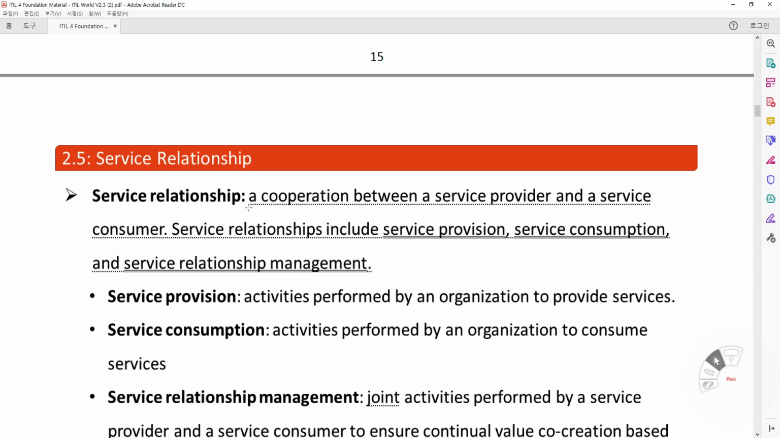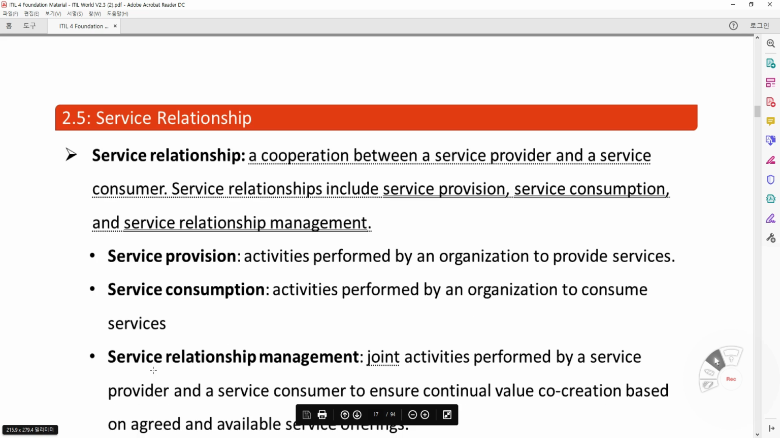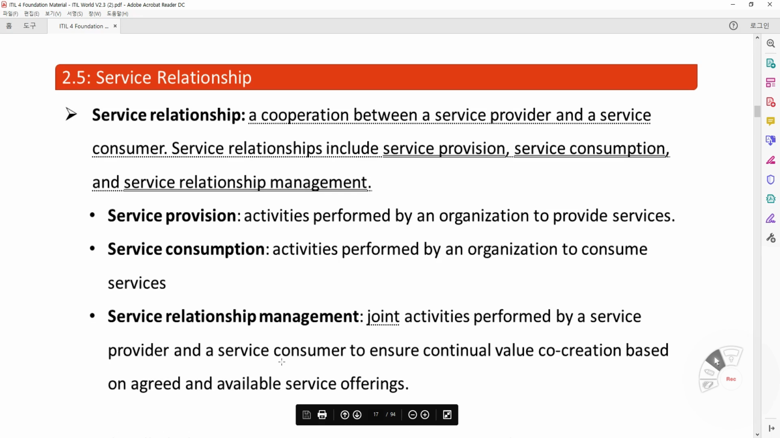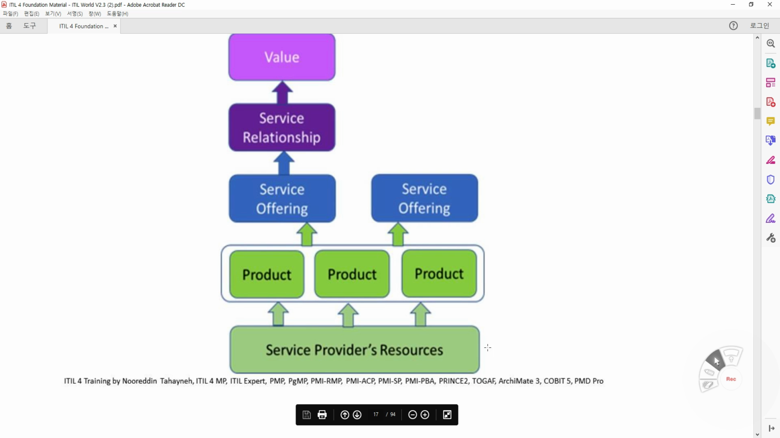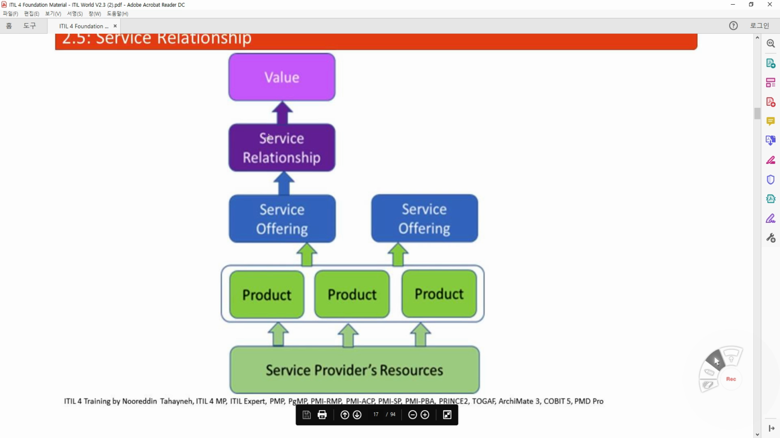Service relationship, a cooperation between service provider and service consumer. Service relationship includes service provision, service consumption, and service relationship management. Service provision, activities performed by an organization to provide services. Service consumption, activities performed by an organization to consume services. Service relationship management, joint activities performed by service provider and service consumers to ensure continual value co-creation based on agreed and available service offerings. Service provider resources: product, service offerings, service relationship, and values.